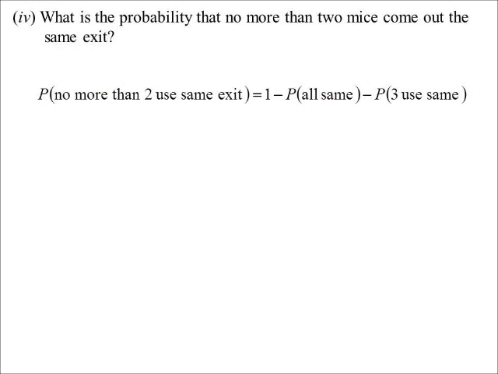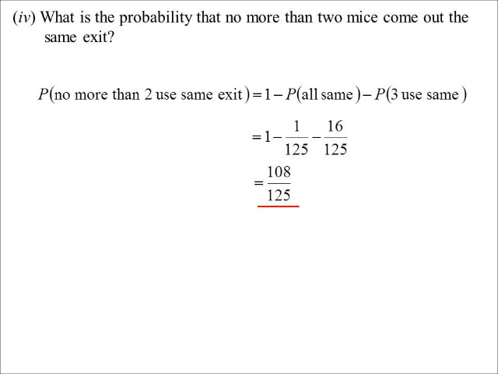Look at what we want to find. No more than 2 use the same exit. In other words, 1 uses the same exit, that's a bit silly. 2 uses the same exit, but we can't have 3, so I want to subtract that, and I can't have 4. Well, they're the 2 things I've already worked out, so let's not waste time, we'll just subtract what we've already worked out. So that complementary idea comes in very useful in probability questions. So we get 108 in 125.